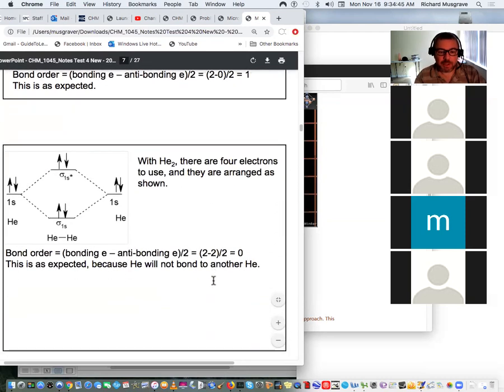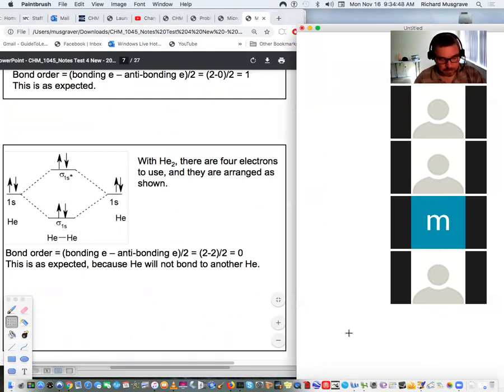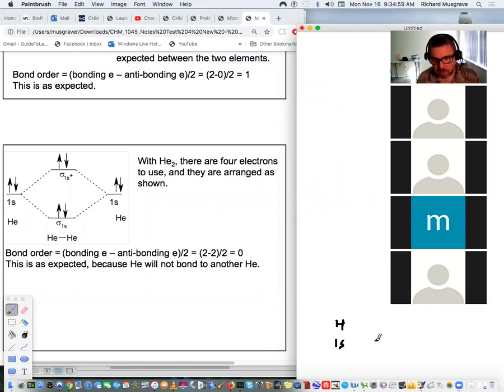So let's say we try He2. Now you've got to remember with H and H together, it was 1s1 and 1s1. So there was just one electron and one electron. Now with helium, it's a different story. We've got 2 electrons to deal with. This is 1s2.